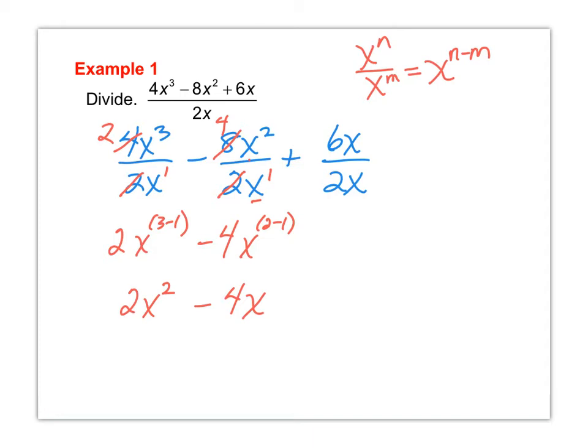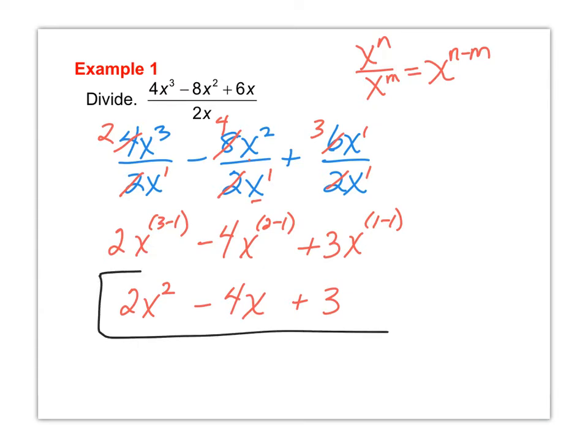And the last term, 6x divided by 2x, well, 2 goes into 6 3 times, and the x in the numerator is the same as the x in the denominator, so we can write this as plus 3x to the 1 minus 1, and that's x to the 0, and x to the 0 is 1, so we can write the last term as 3. So our final answer, when we're dividing this polynomial in the numerator by this monomial, is done by dividing each of those terms in the numerator by 2x.